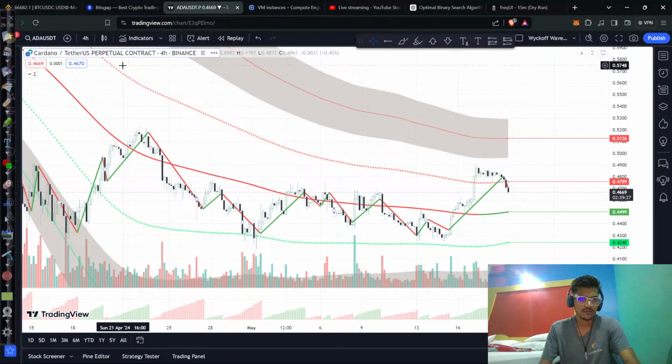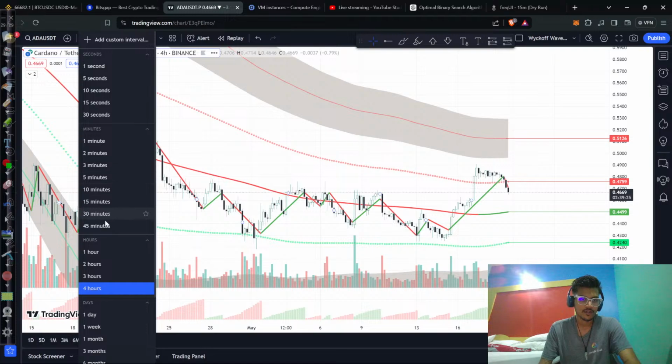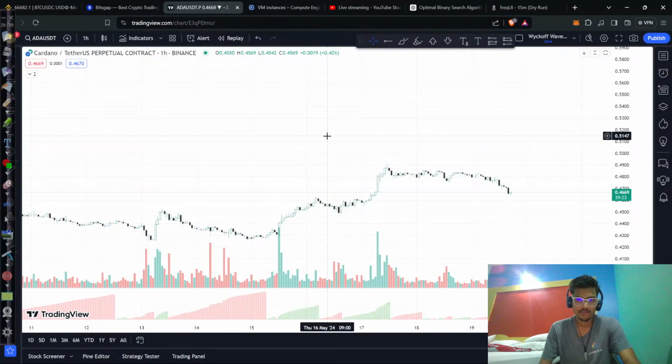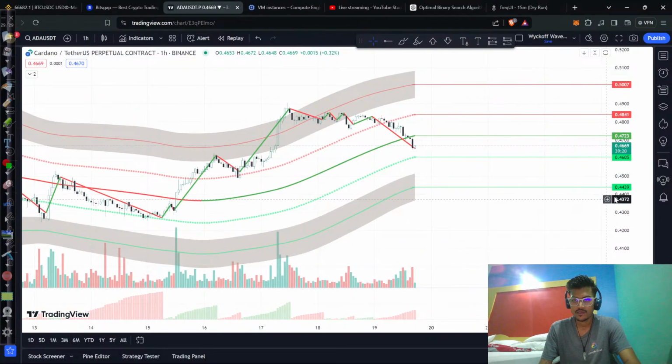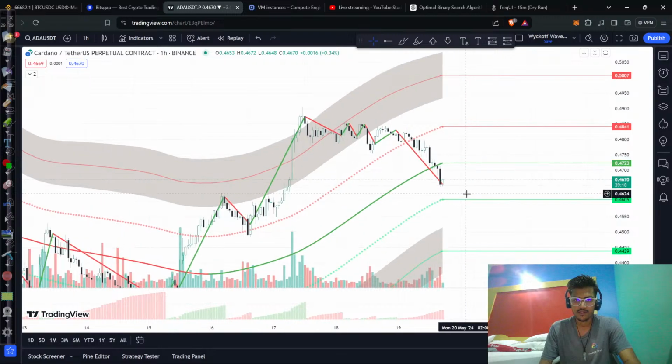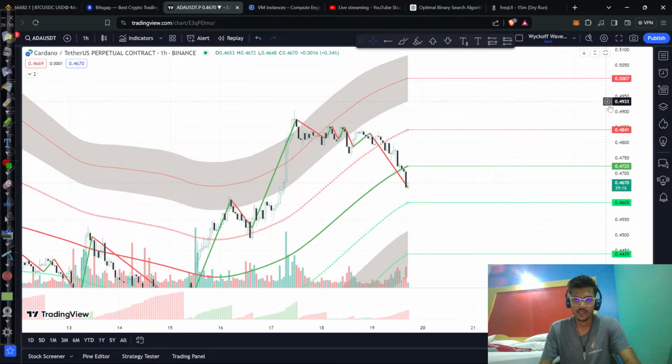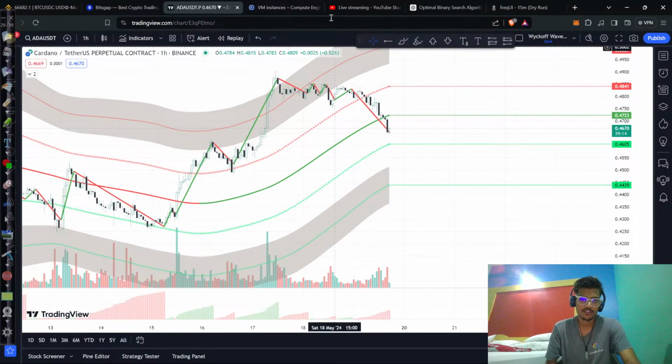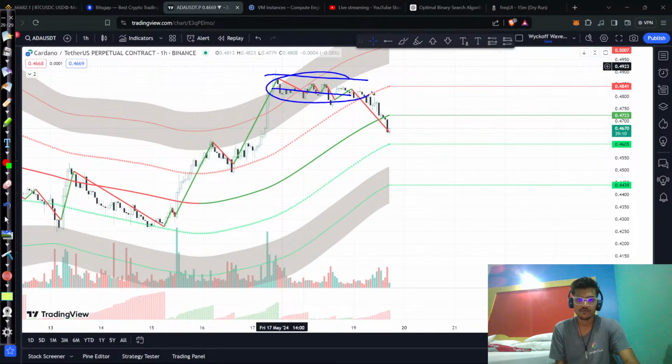So Cardano, 1 hour. See, so this is the latest in Cardano. So that was our distribution there. Our bot told us to go short there. So I mean, the bot took short there.